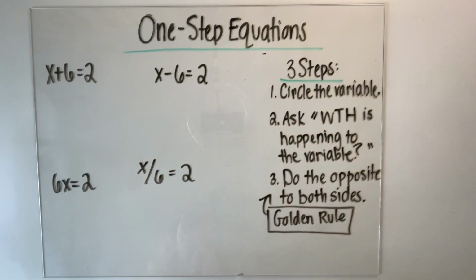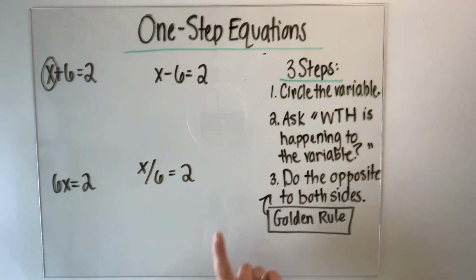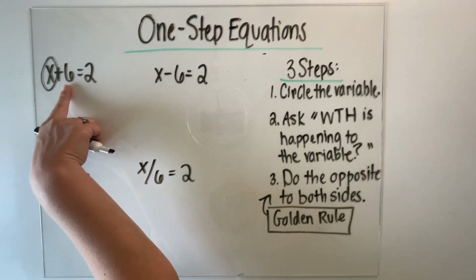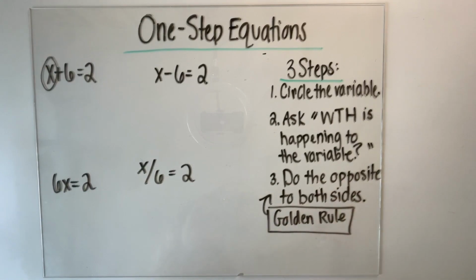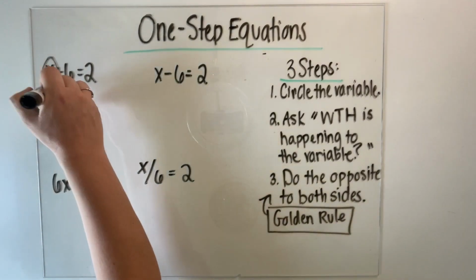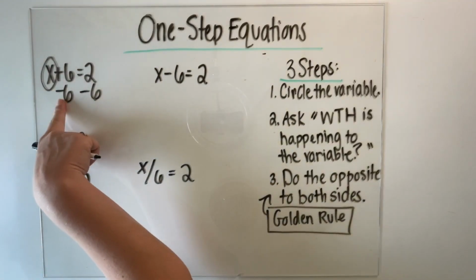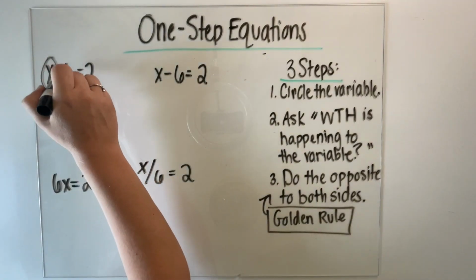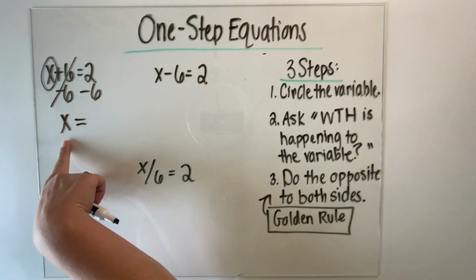Step number 1, circle the variable, x. Step number 2, ask, what the heck is happening to the variable? X, what's happening to you? Oh, you're being added by 6. Step number 3, do the opposite to both sides. Well, the opposite of adding is subtracting. So I'm going to follow the golden rule and I'm going to do unto one side as I do unto the other. Subtract 6. Now, if I have 6 and I take away 6, that means all that I'm left with is that x that I was trying to isolate.